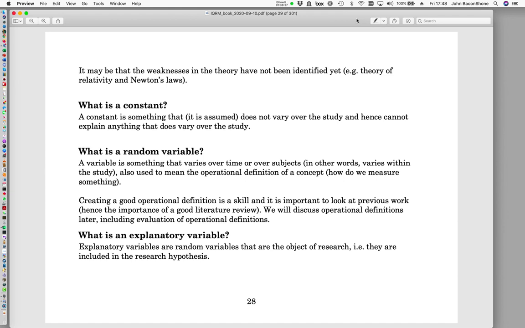So amongst these random variables, first of all, the most important ones are the explanatory variables. So what are the explanatory variables? They are the random variables that are the object of the research, meaning these are the variables that you can find in the research hypothesis. So my previous example about education and income would mean that education and income are clearly my explanatory variables. Those are the two variables which are the focus of my research and are related to my research hypothesis.